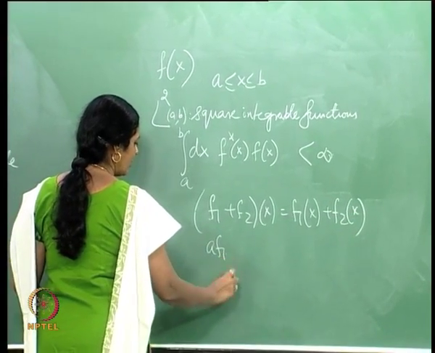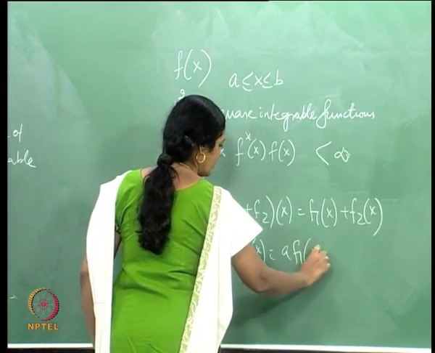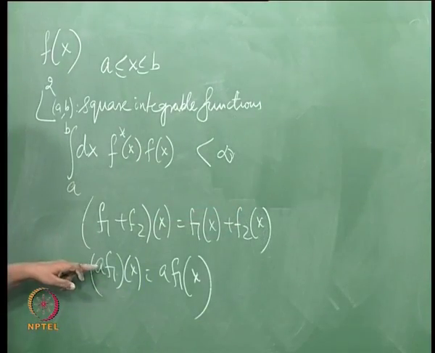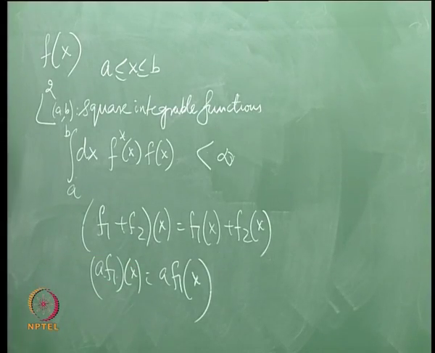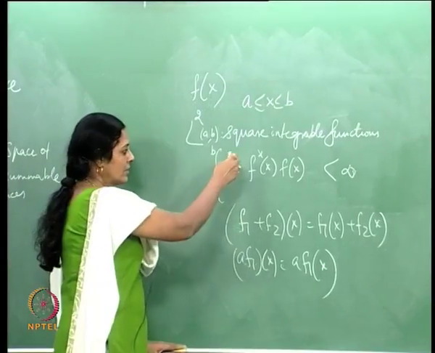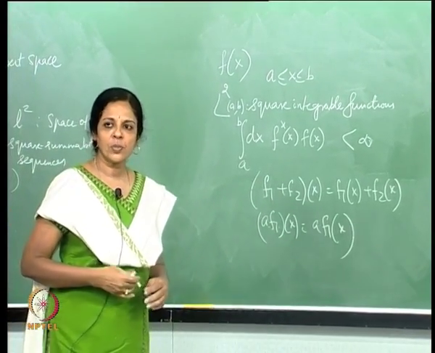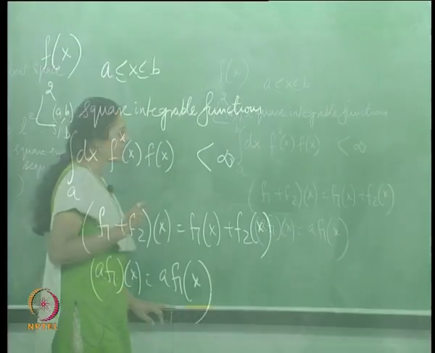A f1 of x, where a is a scalar, is a times the function of x. So I define addition and multiplication, scalar multiplication, in the following manner. Then it is easy to check that such functions would also be states in a linear vector space. They are elements of a linear vector space. And that brings us to a crucial point.